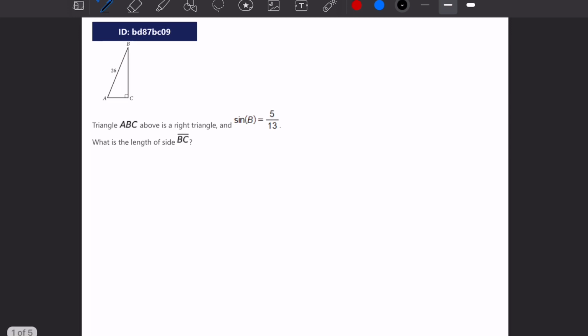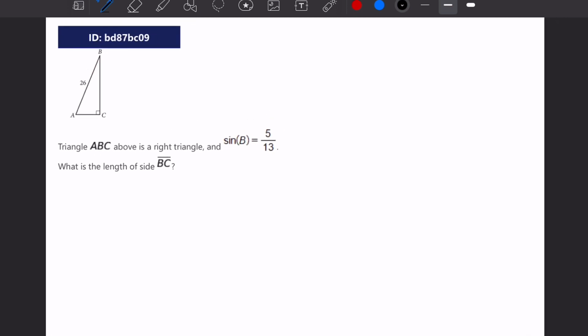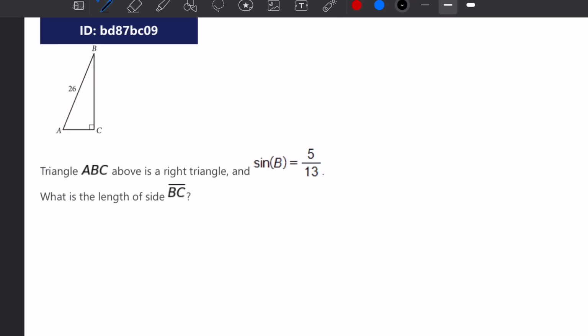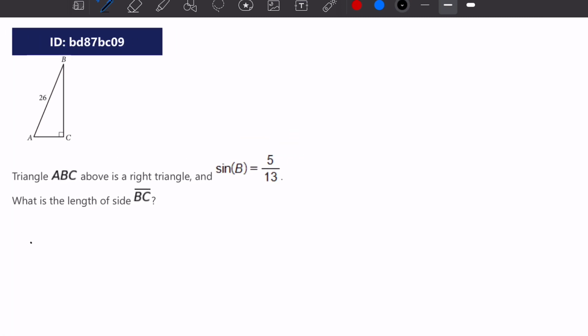So the first question is not as hard as the other questions, but the triangle ABC above is a right triangle and sine B is equal to 5 over 13. What is the length of the side BC? So first of all, you gotta know what sine B is equal to, and this is BC over AB. And we already know what AB is, so let's plug that in. And this is overall equal to 5 over 13.